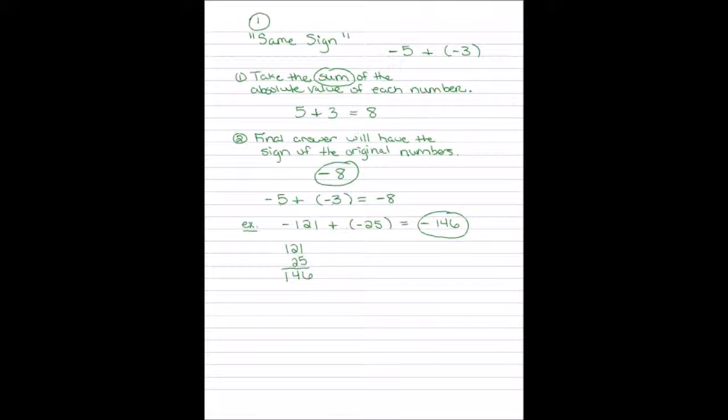Now let's look at rule number 2. So if the signs are the same was rule number 1. This is if the signs are different. So if the signs are the same, you add them together. If the signs are different, you're going to do the opposite of that. You're going to take the difference of the absolute value of each number.